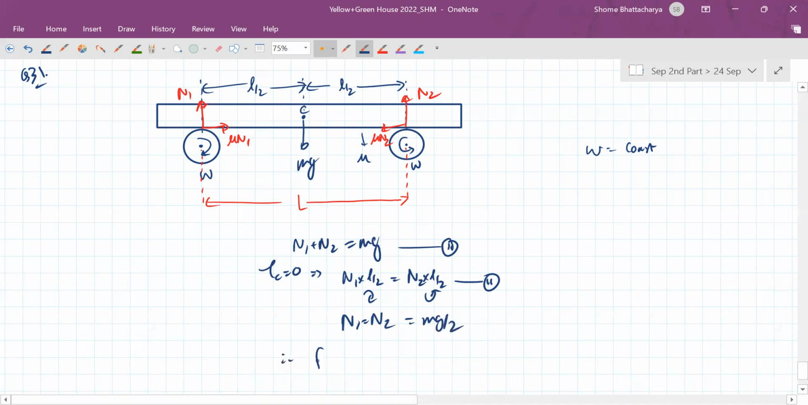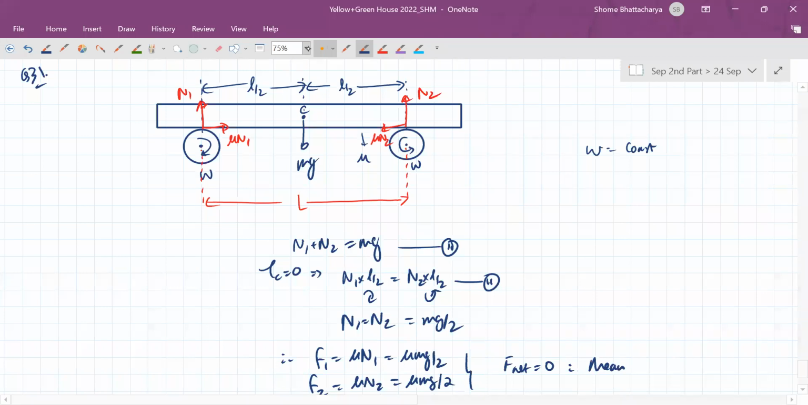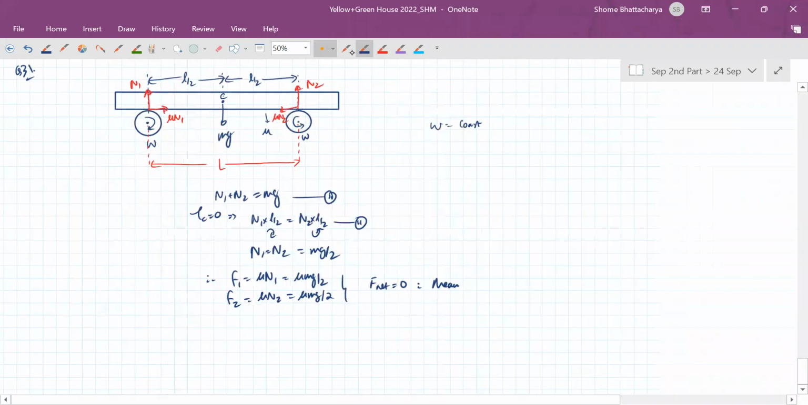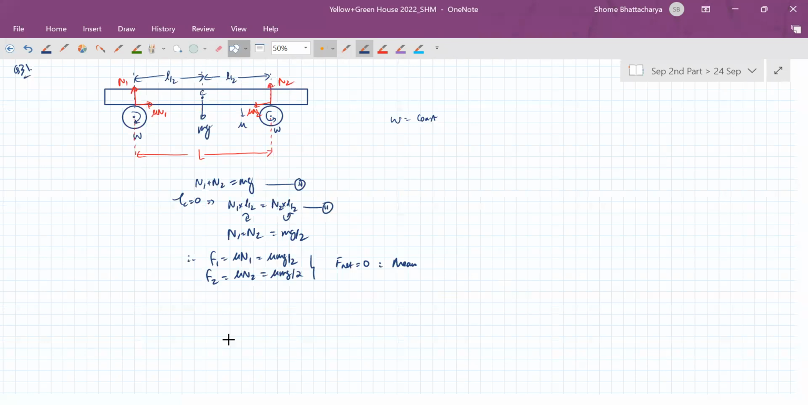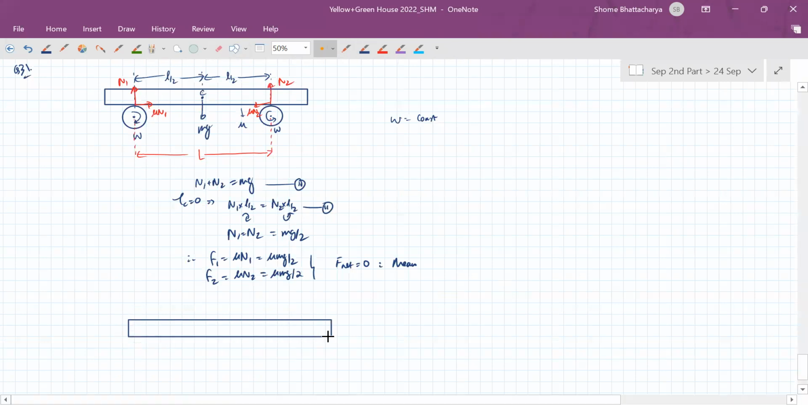So therefore, mu N1 and the second one's friction, they are equal. So therefore, net force is 0. So it's the mean position. Now, if we displace this from the mean position, suppose we displace it to the right of the mean position. The center of mass has come here now. We displaced it by x. But the two rollers are at the same position.